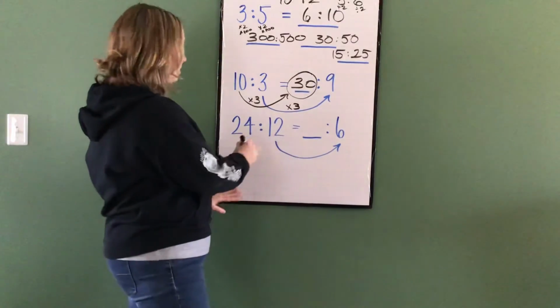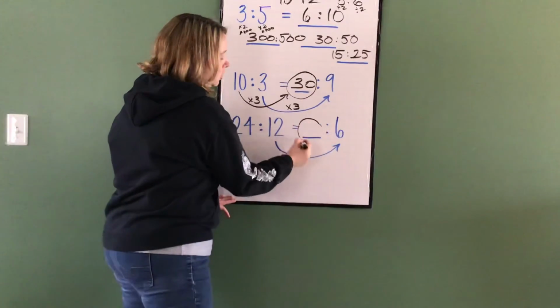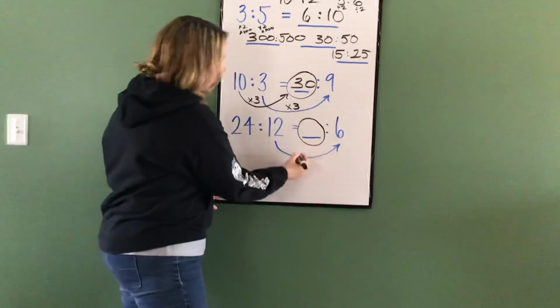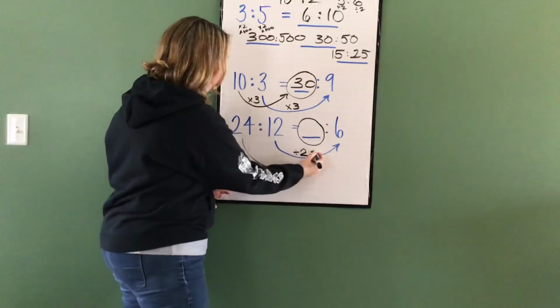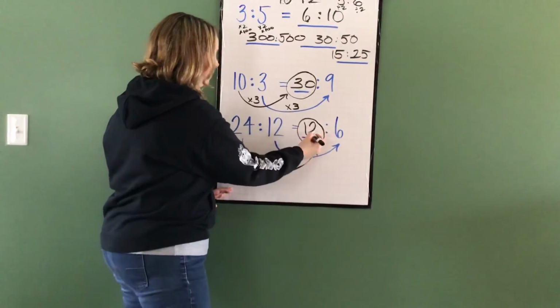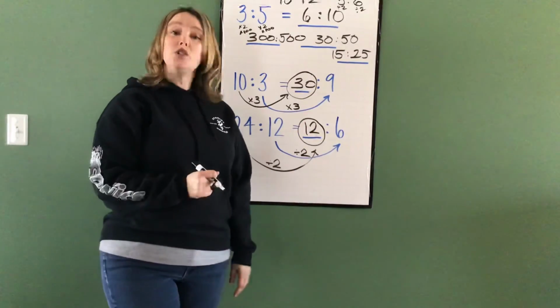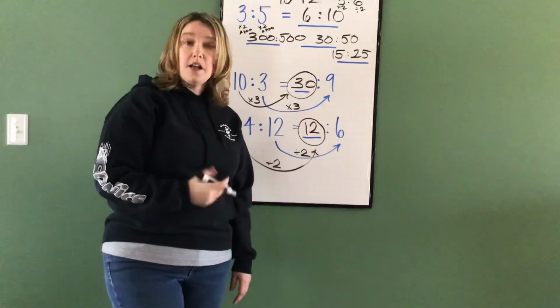Here's another example. I have 24 to 12. And I'm giving you the term of 6, so you need to figure out what goes in this blank. So to make 12 into 6, I divided by 2. So I'm going to do the same thing to the 24. I'm going to divide by 2, same. And that means that my new ratio is 12 to 6. Okay, so those are the two types of equivalent ratio questions that you're going to be getting.